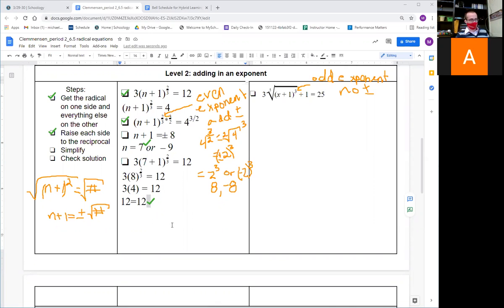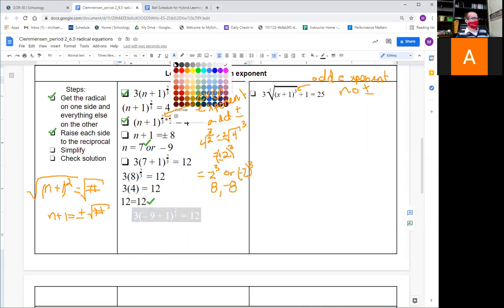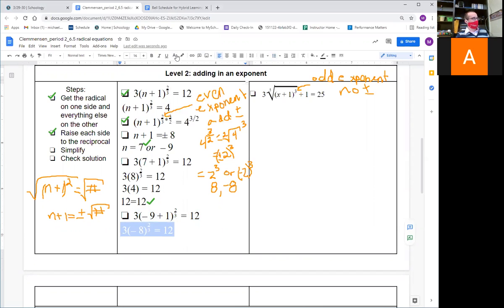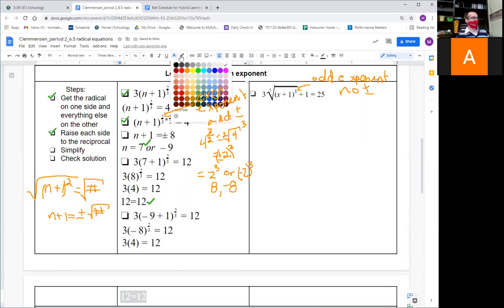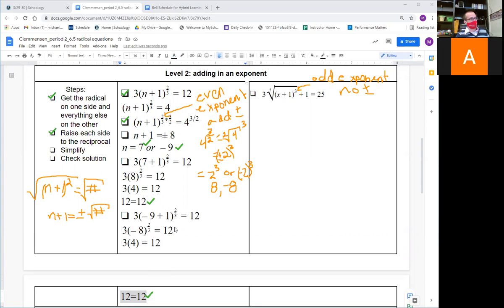Now I tried the next one. Plug in my negative 9. Simplify to be negative 8. Negative 8 to the 2/3 equals 3 times 4 equals 12. 12 does equal 12. That checks off right here. So this one also works. All right. Again, have to check your solutions.